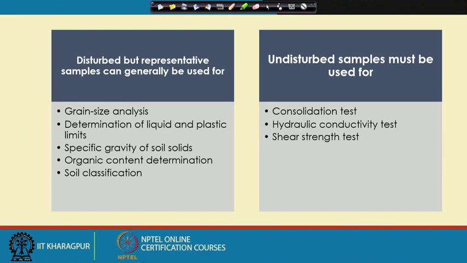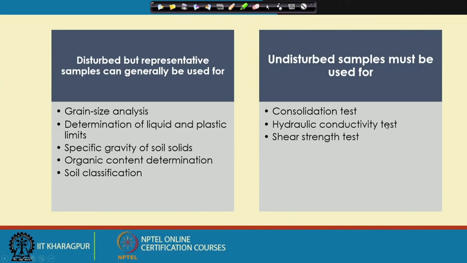But as I mentioned, the major properties for foundation design are the strength property of the soil and the drainage property of the soil, in terms of the consolidation properties. When you calculate the bearing capacity, we need the shear strength properties. When you calculate the settlement for the foundation, we need the consolidation properties. So, for these tests the use of an undisturbed soil sample is a must, because here we cannot use the disturbed soil sample. These tests are the consolidation test, hydraulic conductivity test and shear strength test.